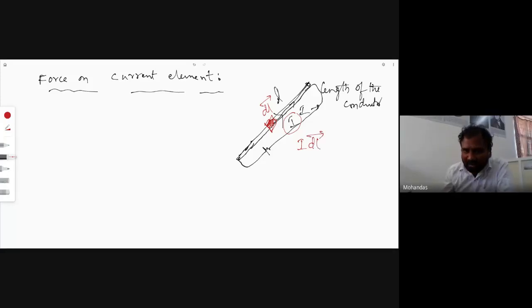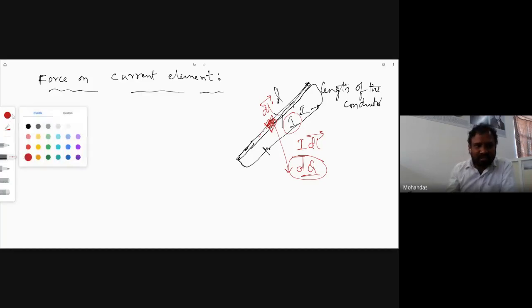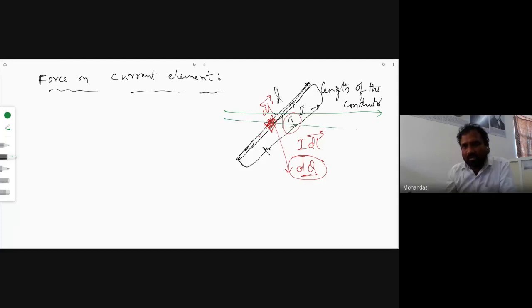As the charges are moving in this differential length, we have a differential charge, dq. These differential charges are moving inside the conductor with a velocity v. And this differential conductor is placed in a particular magnetic field like this. Magnetic field is represented by B. In electrical machines, we have studied that the magnetic field is represented by vector B.